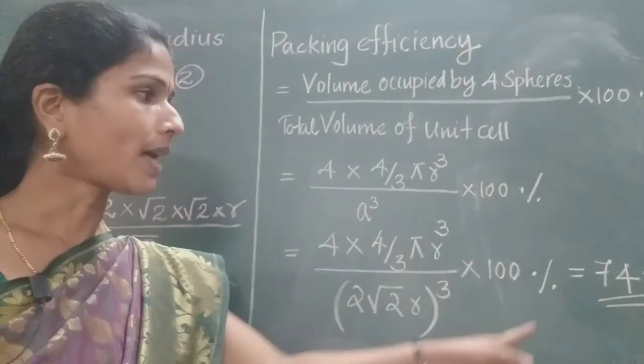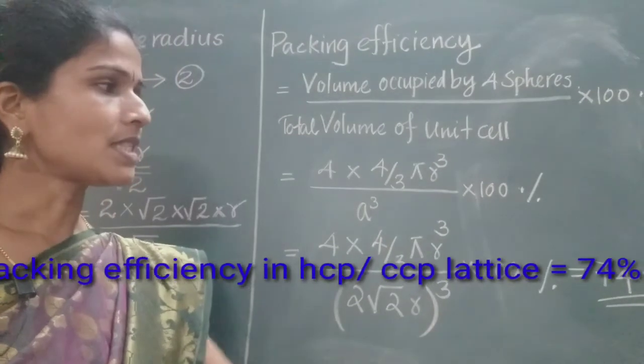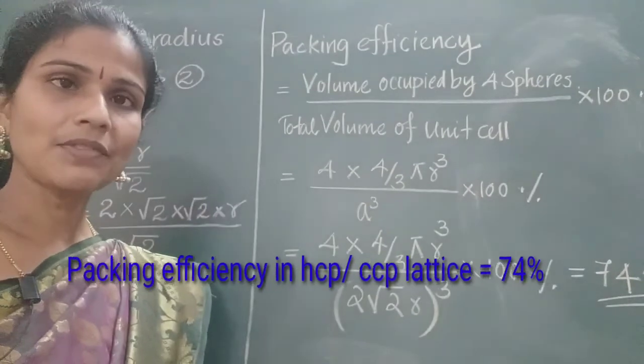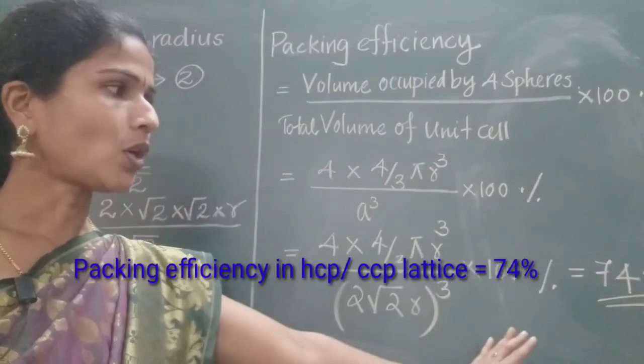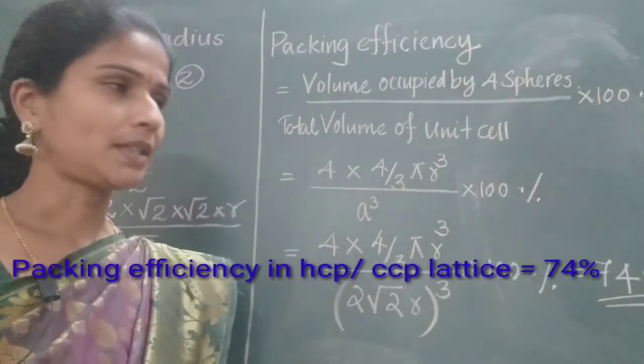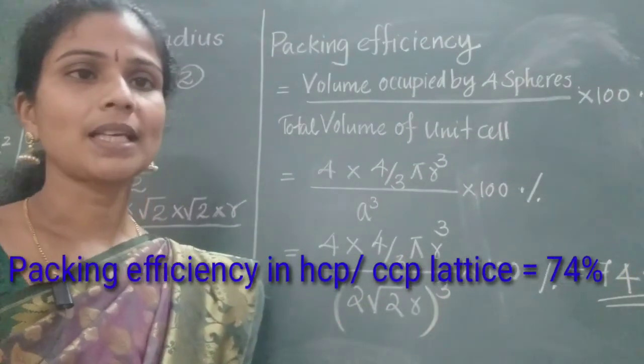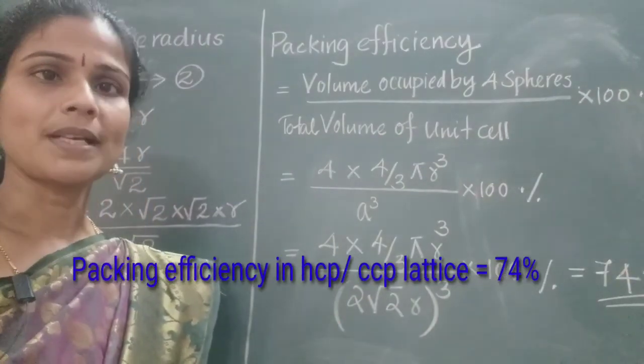So this is the packing efficiency in FCC lattice or HCP or CCP lattice. Packing efficiency is the percentage of total space filled by the particles. So here for HCP or CCP lattice the packing efficiency is 74%.